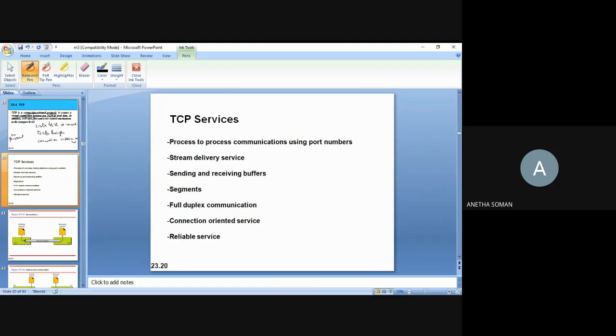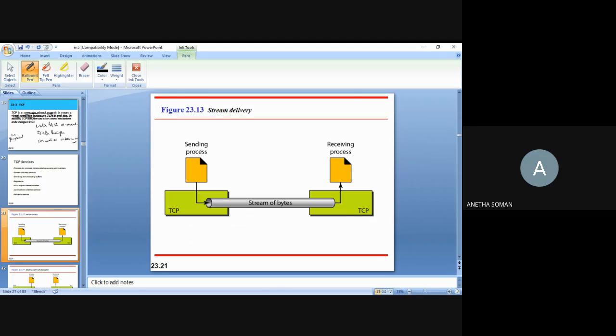Now, what is this stream-oriented protocol? You can just see a diagram here. What it does is it allows the sending process to deliver data as a stream of bytes, and it also allows the receiving process to obtain data as a stream of bytes. So what TCP does is it creates an environment in which the two processes are connected.